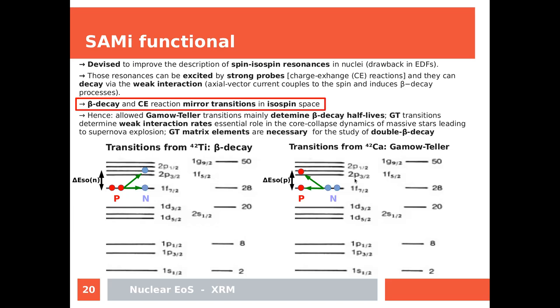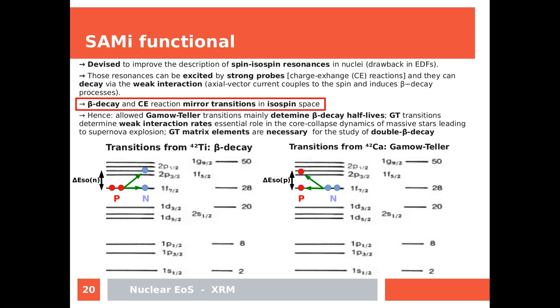So in the response, you are expecting to get two peaks, one for this transition and another one for this transition. Of course, in nuclei, it's not that simple, never. So you get a lot of other transitions that will contribute, but essentially these two will be the most favorable in energy. And this has clear correction because this produces mirror transitions with respect to the beta decay.